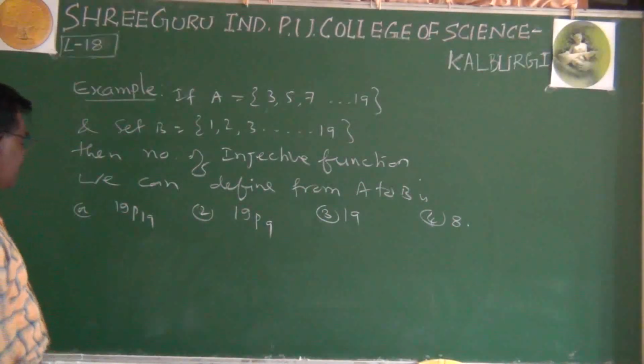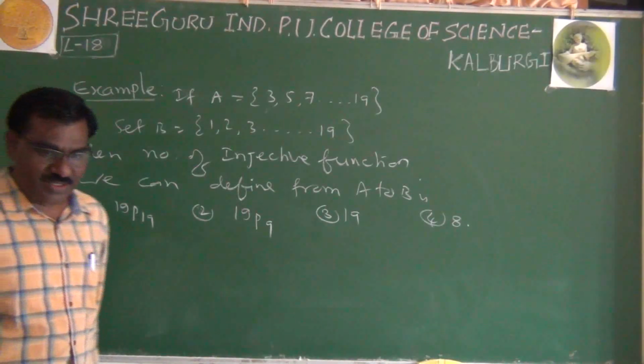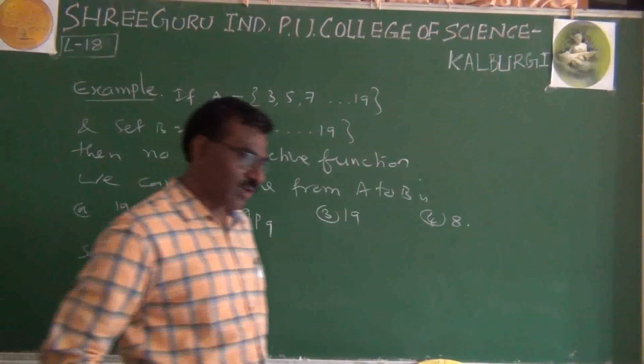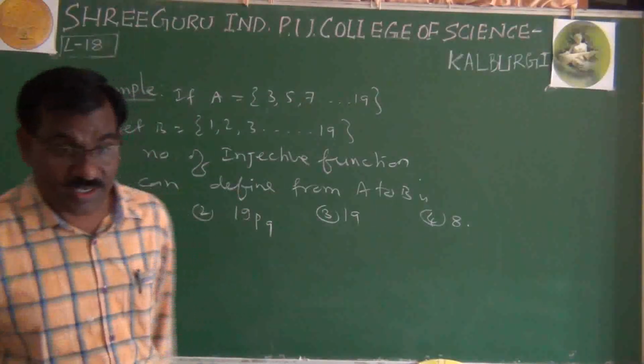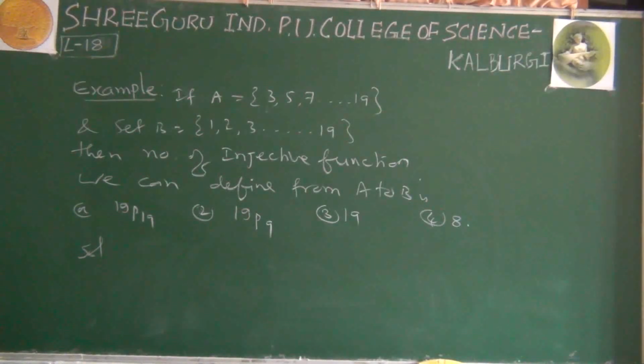So I think it is a very interesting problem. I'll give the time, wish to tell me 30 seconds. See how many students are solving the problem. So A is 3, 5, 7 up to 19 and B is up to 19. Number of injective functions from A to B. Some students got answers, 50-50 is there. No problem. And most of the students got the first option.